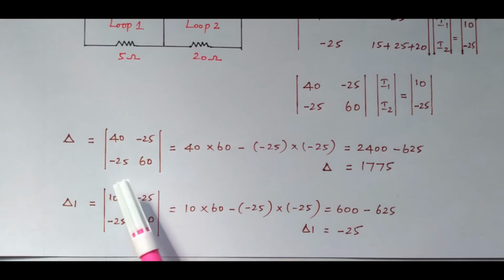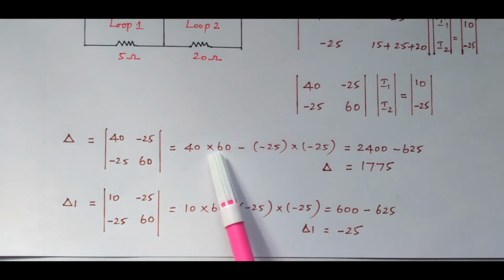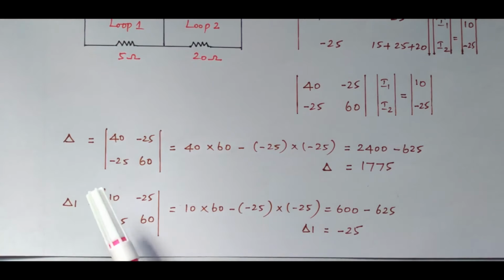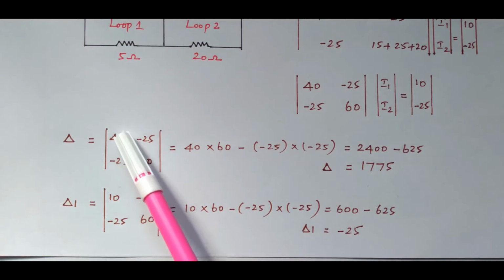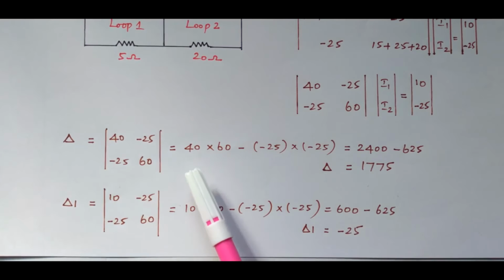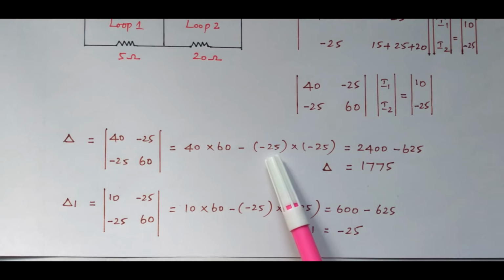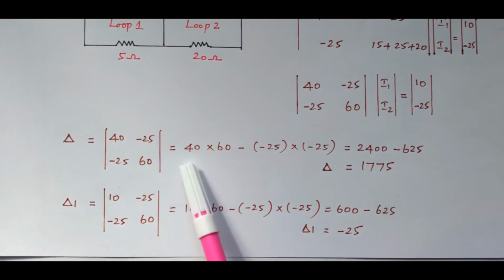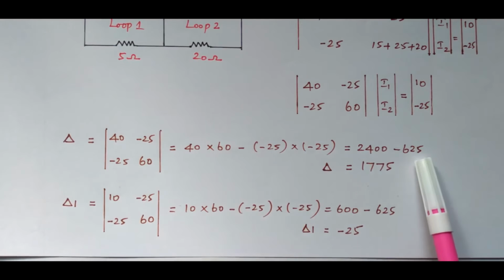Now we need to find the determinant. How will you find the determinant? 40 into 60 minus 25 into minus 25. Because this is a 2 cross 2 matrix, the determinant is very easy: multiplication of these two minus multiplication of these two. So 40 into 60 minus 25 into minus 25. These two minuses become positive, but already here one negative is there, so it is minus. 40 into 60 is 2400. 25 into 25 is 625. So 2400 minus 625, 1775 is the delta value.